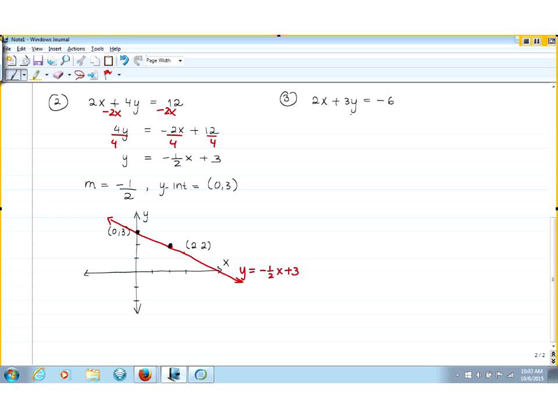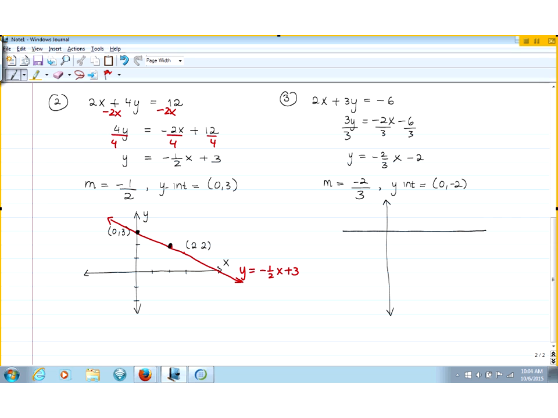Okay, so let's finish this up. How do we solve for y here? Yeah, subtract 2x. So I will have negative 2x minus 6. Then divide by 3. What will we have here? y is negative 2 over 3 x minus 2. Good. Now, what is the slope? Negative 2 over 3. And what is the y-intercept? 0, comma, negative 2.